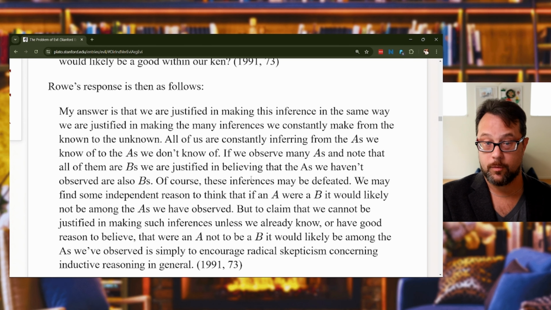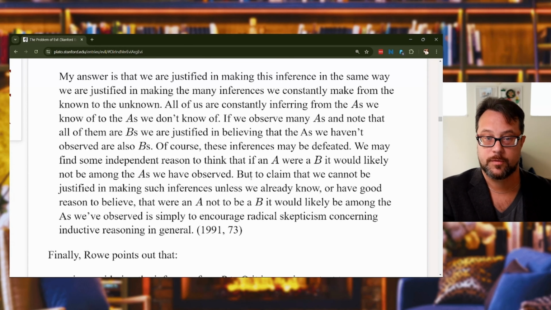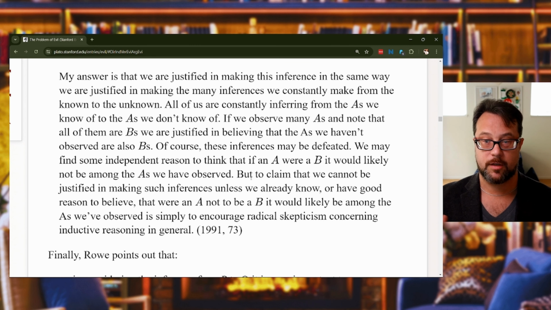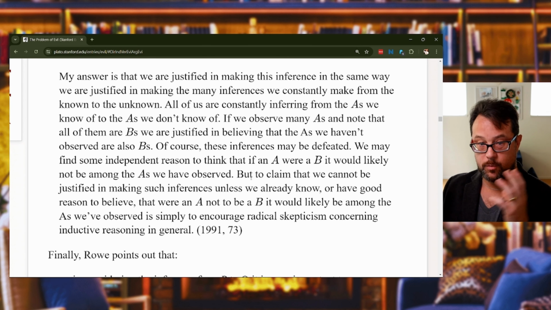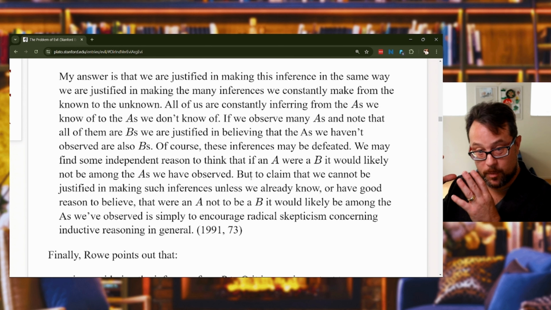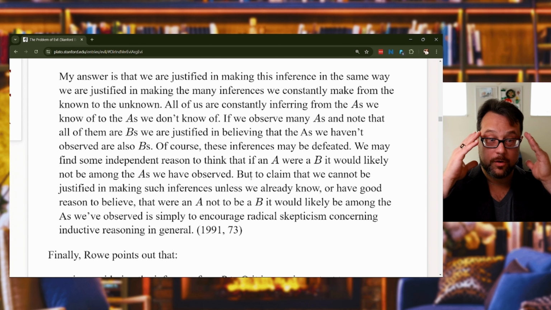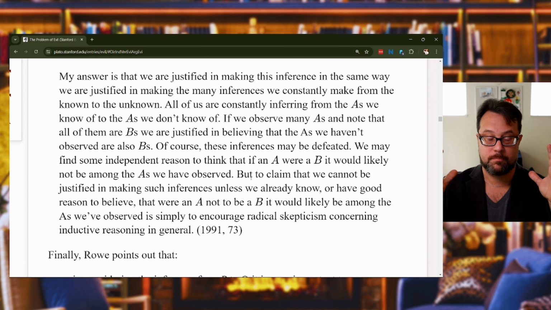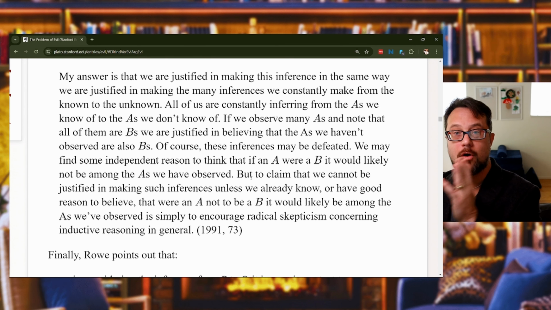Okay, Rowe then responds as follows. "My answer is that we're justified in making this inference in the same way we're justified in making many inferences we constantly make from the known to the unknown." All of us are constantly inferring from the A's we know of to the A's we don't know of, right? If we observe many A's and note that all of them are B's, we're justified in believing that all A's we haven't observed are also B's.